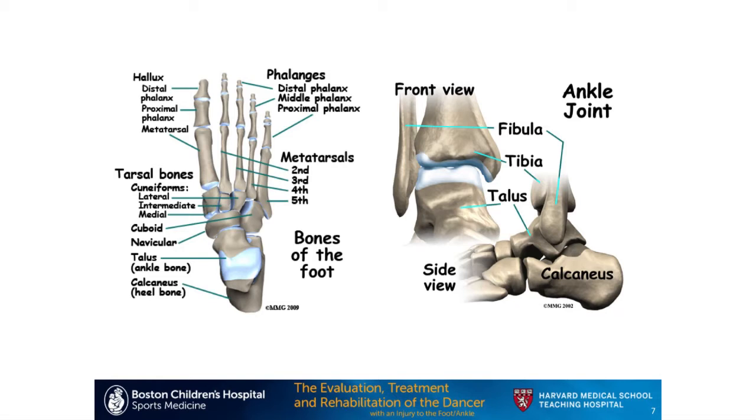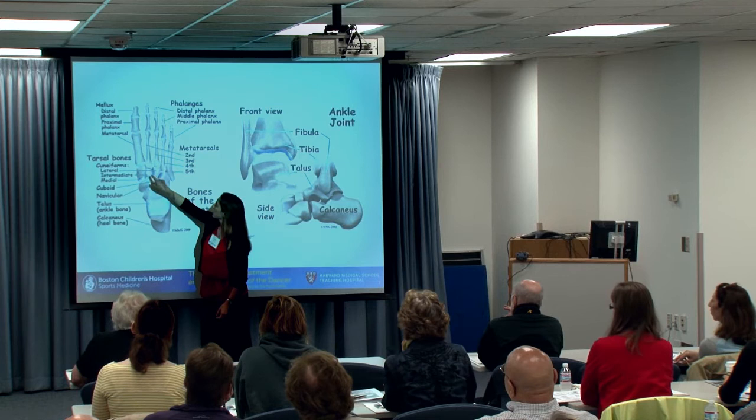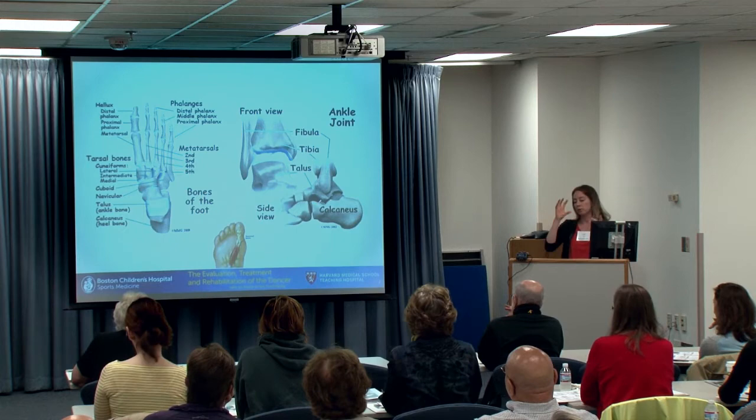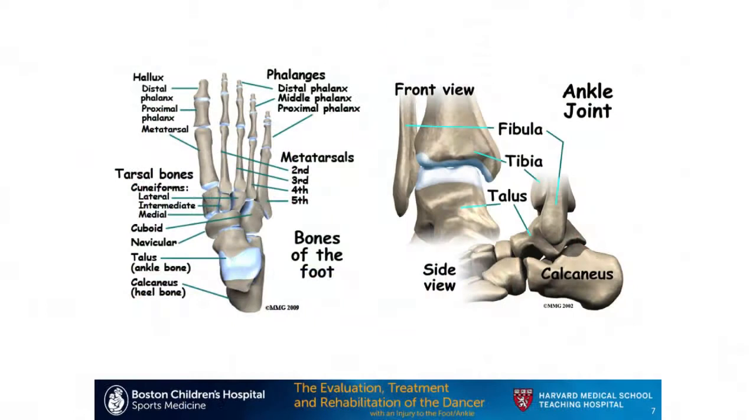The foot is divided into different sections. You have your forefoot, which is over here, which is your phalanges and metatarsals. You have your midfoot, which encompasses your cuneiform, cuboid, and navicular. And then you have your hindfoot, which is your calcaneus and your talus. And each section of your foot actually is responsible for a different aspect of stability, but I won't dive too much into that today.